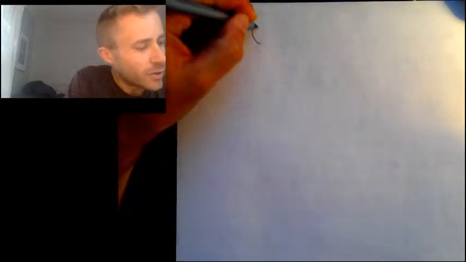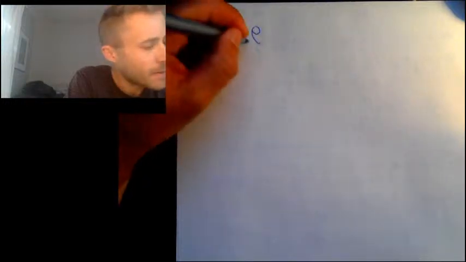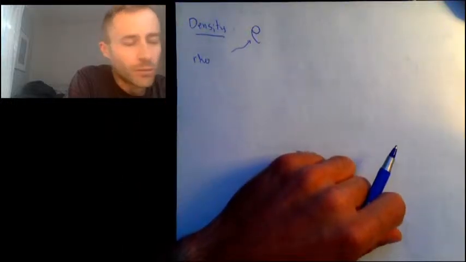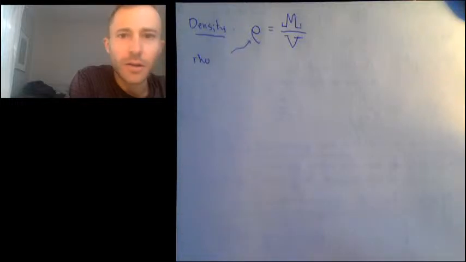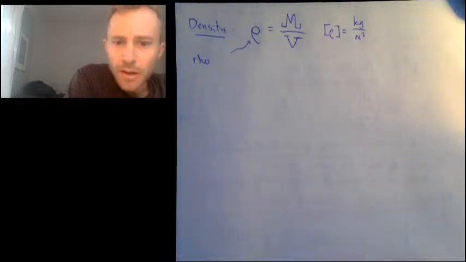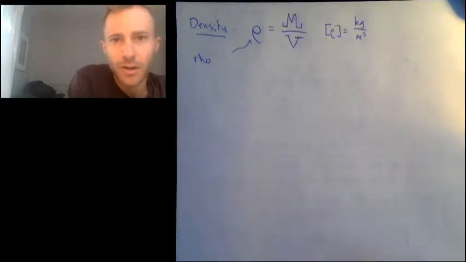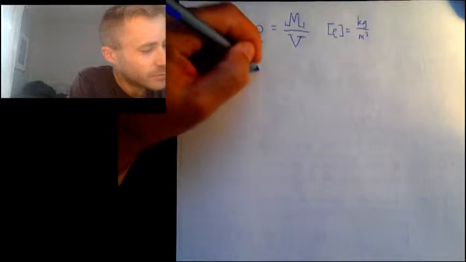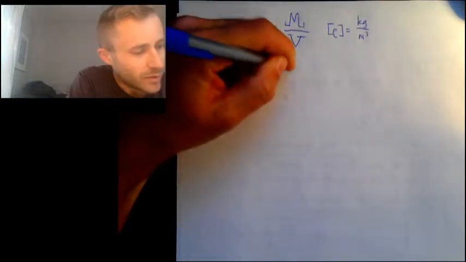Density in physics is typically denoted by the Greek letter rho. Okay, and rho is defined as mass per volume. So the units of density that are preferred in physics are kilograms per cubic meter, mass per volume. Okay, and so it's different from chemistry where you might use grams per milliliter, grams per cc, or something like that. If we take both sides and we multiply by volume, we can solve for the mass.